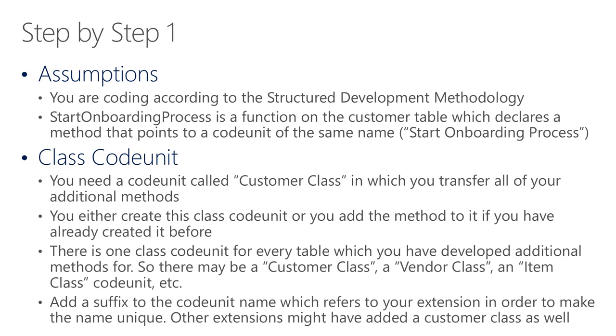First of all, you need a code unit called customer class, in which you transfer all of your additional methods for the customer table. You either create this class code unit, or you add the method to it if you have already created it before. You need one class code unit for every table which you have developed additional methods for. So there may be a customer class code unit, a vendor class code unit, an item class code unit, and so on. Add a suffix to the code unit name, which refers to your extension in order to make the name unique, because other extensions may have added their own customer class code unit as well. In our example, we have chosen the acronym MYC.